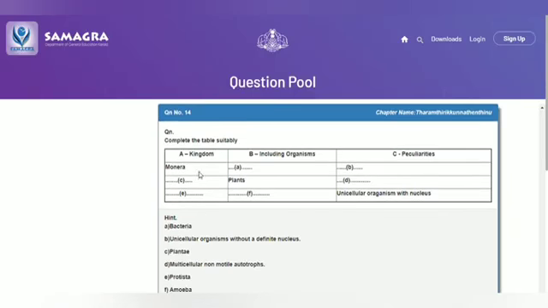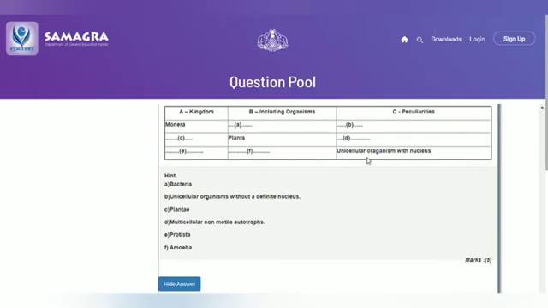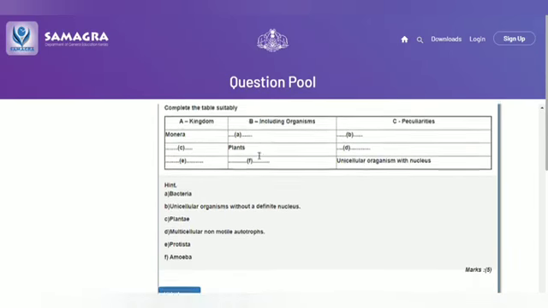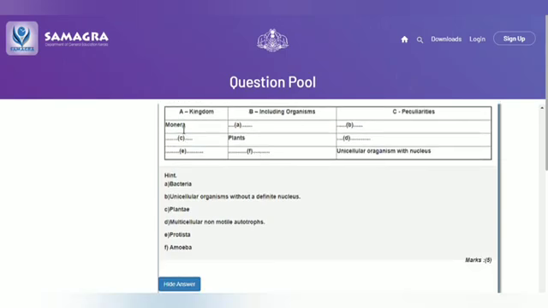Complete the table. In the table it is given kingdom, including organisms, and peculiarities. Monera includes bacteria, and the peculiarity is unicellular organisms without a definite nucleus. Then Plantae includes plants, and the peculiarity is multicellular non-motile autotrophs. Then unicellular organisms with a nucleus are in kingdom Protista, with organism amoeba.